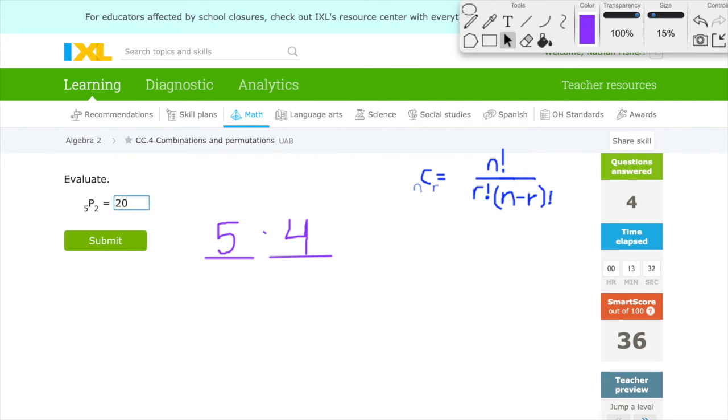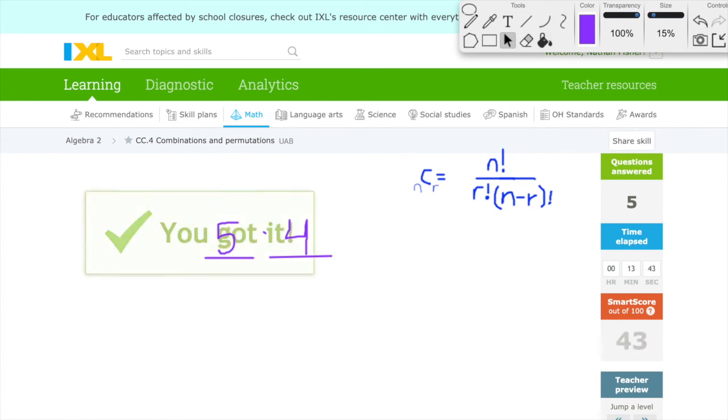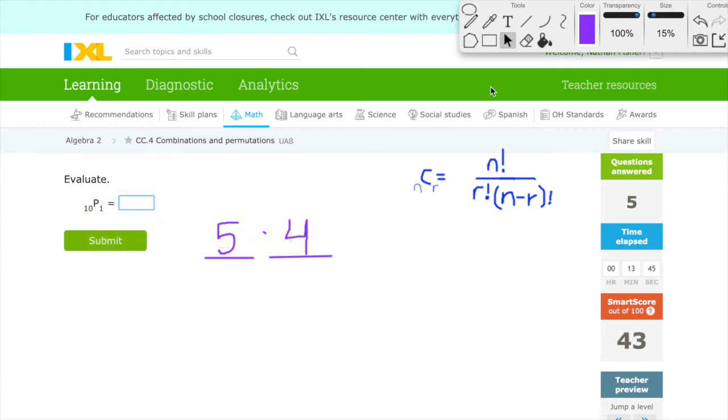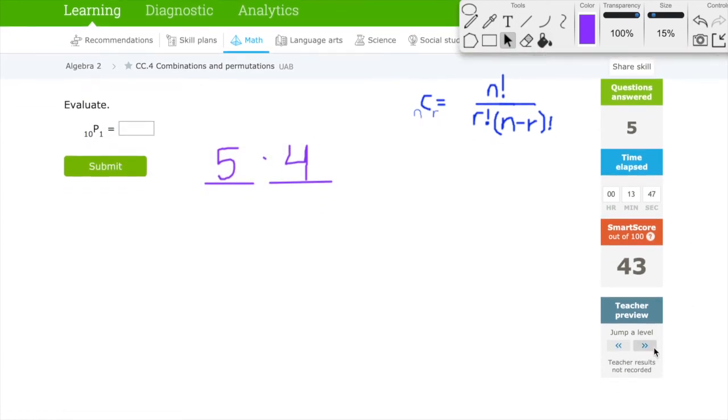Now, if those spots were point guard, small forward, center, something like that, or varsity, JV, something like that, then it would start turning into a combination. So that's why that gets a little bit more specific. Let's jump ahead and see if it changes at all.